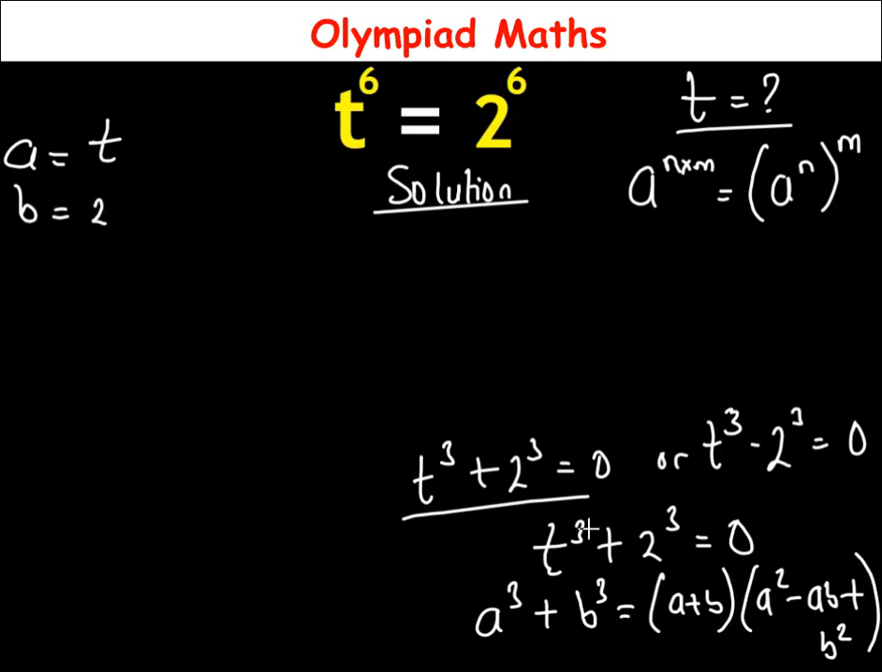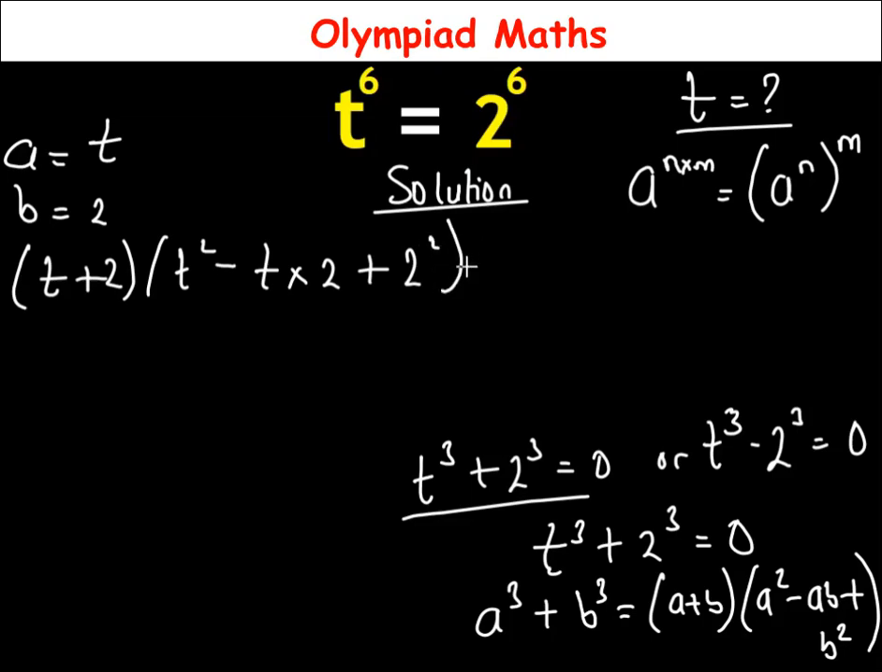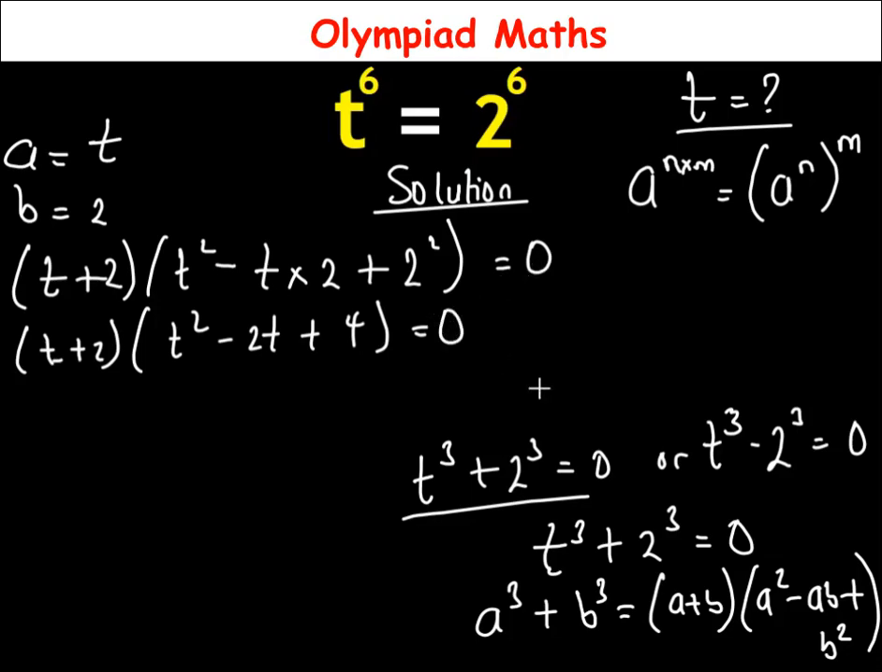So expanding t to the power of 3 plus 2 to the power of 3, following this, we're going to have, in brackets, a is t, so t plus b is 2, then all multiplied by a squared. A is t, so t squared, then minus a times b, which is t times 2, plus b squared, which is 2 squared, all equal to 0. So from here, we have t plus 2 multiplied by t squared, then minus t times 2, which is minus 2t, plus 2 squared, which is 4, is then equal to 0.